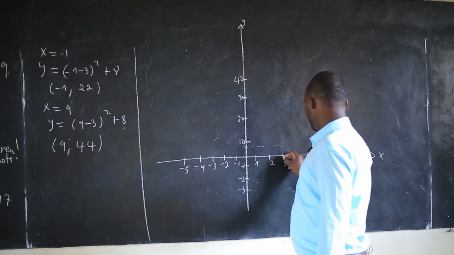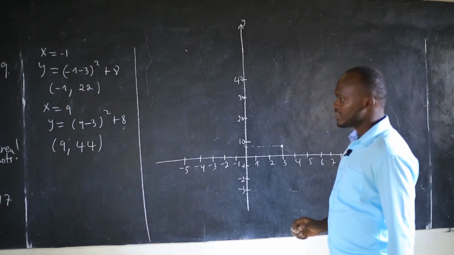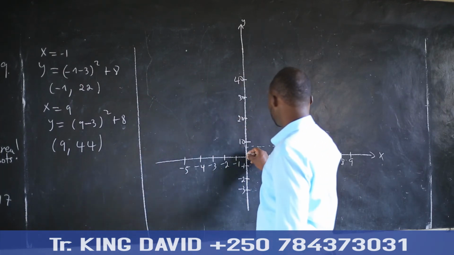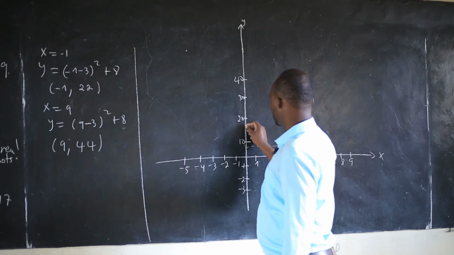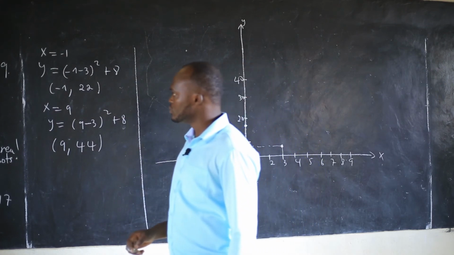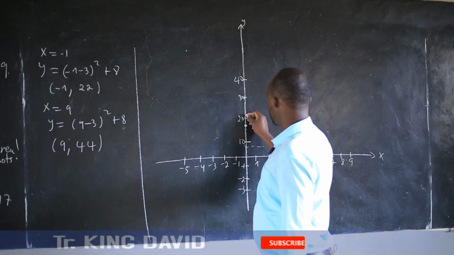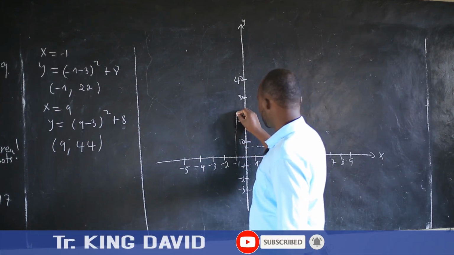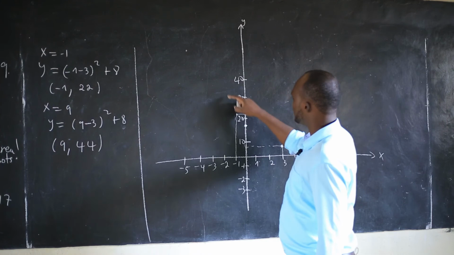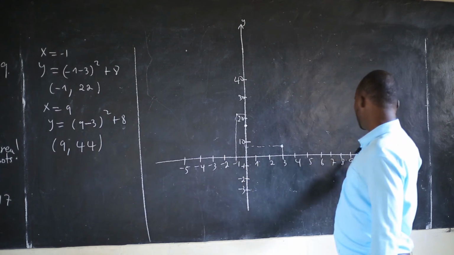This is our vertex, the turning point. Another thing we have is (0, 17), the y-intercept. (0, 17) is like here. So we have also (-1, 22). 22 is there, so -1 is here. So this is the minimum. We can't go further because this is our domain. Our domain is from -1 up to 9.